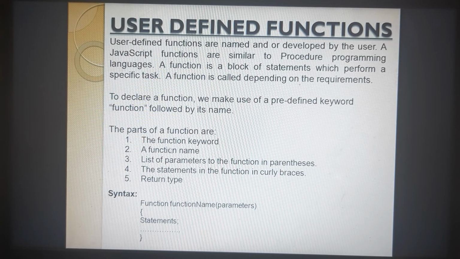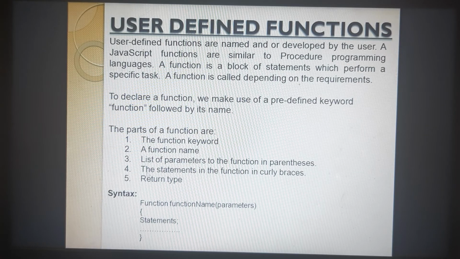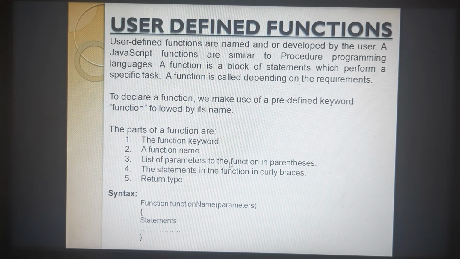Okay, now there are 5 parts we have mentioned over here for the function. The first one is the function keyword. The function keyword is a must. Second is the function name. The third is the list of parameters to the function in parentheses. Fourth is the statements in the function in curly braces, and fifth is the return type. If you have any return value you want to give back from your function, you can also specify the return type. So these 5 parts are essential for functions.